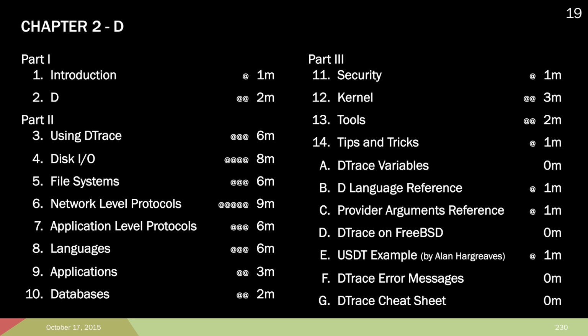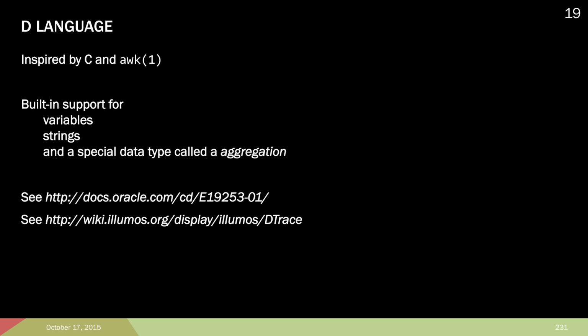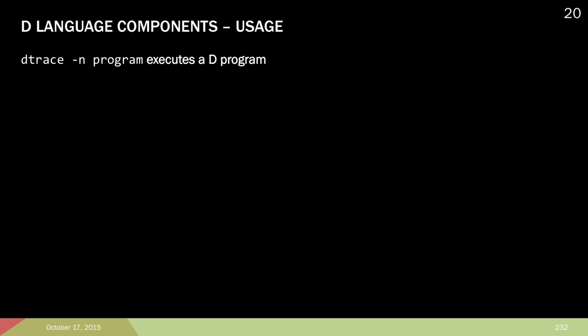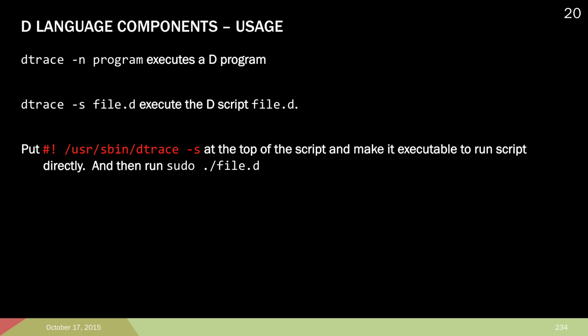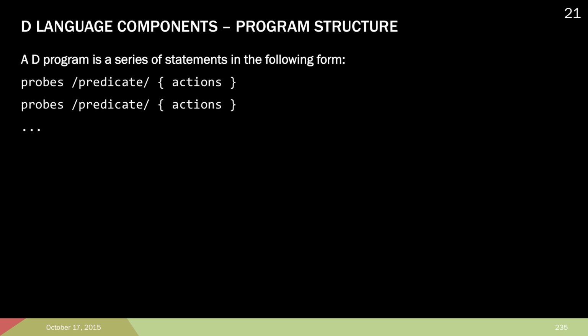Chapter 2, the D language. D was inspired by C and awk. It has built-in support for variables, strings, and a special data type called an aggregation. We can inline our program using dtrace -n, or we can put scripts in files and tell DTrace to execute them by using dtrace -s, or we can add DTrace to the execution path of our script, also include -s, make the script executable, and you could run the script directly.